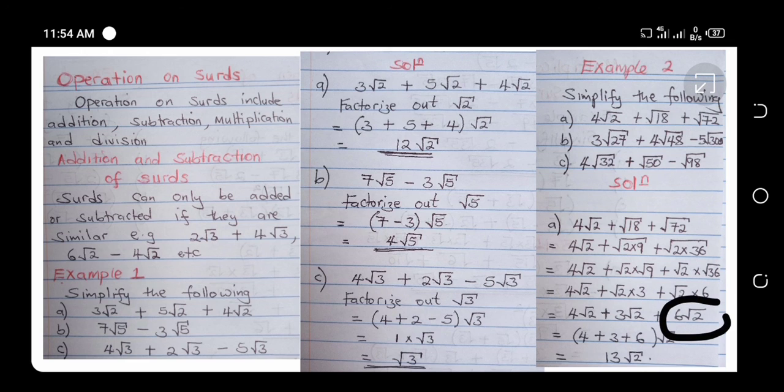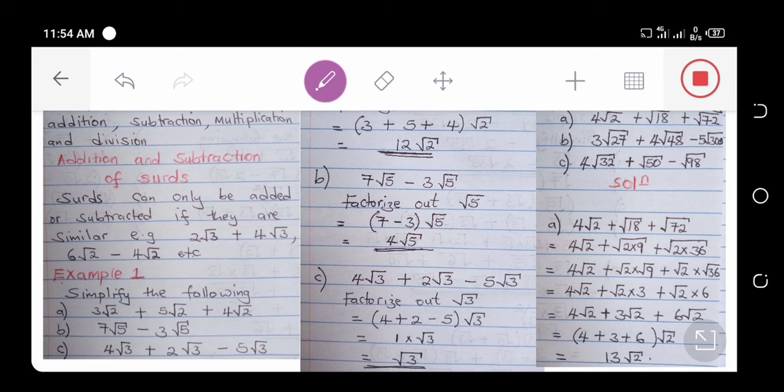Now when you check these terms, you find root of 2 is a common factor. So when you factorize it out in the brackets, you remain with 4 plus 3 plus 6, and when you add them, you get 13. So therefore our final answer here is 13 root of 2. So let us also go to the solution to B.